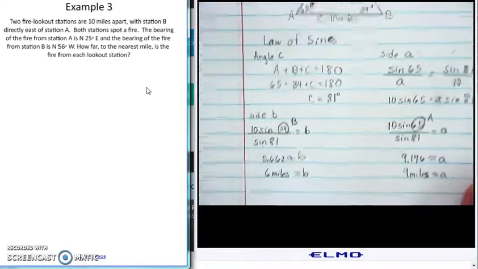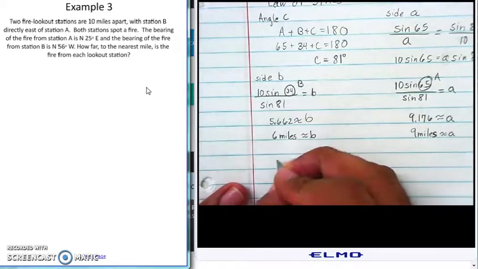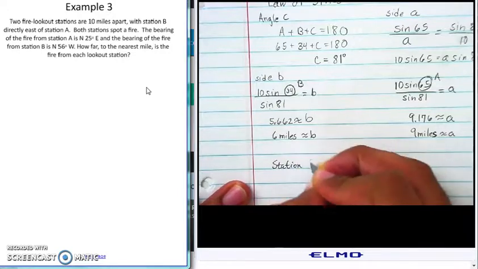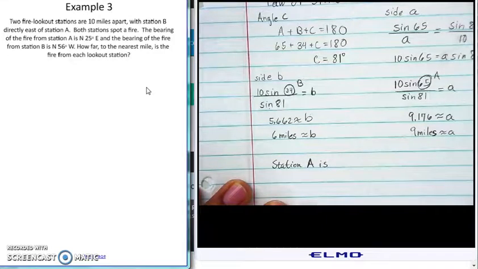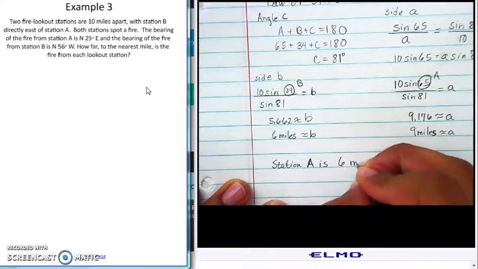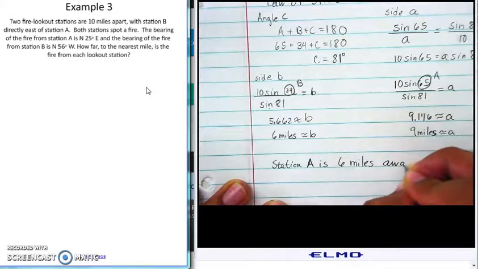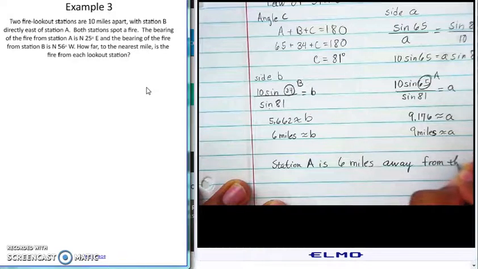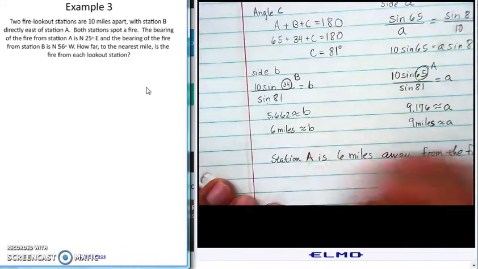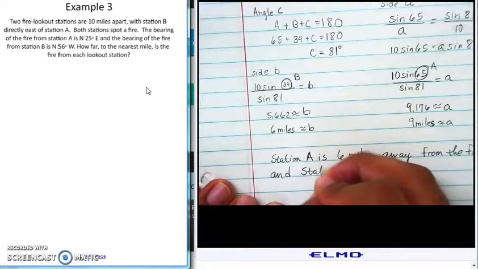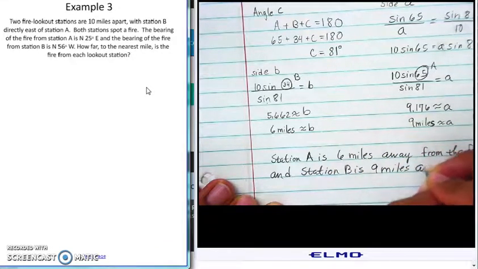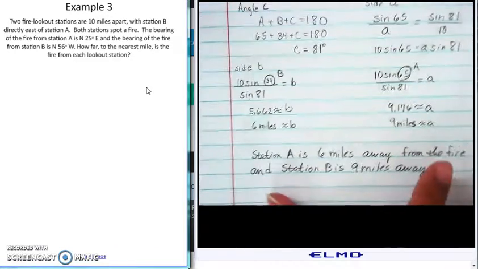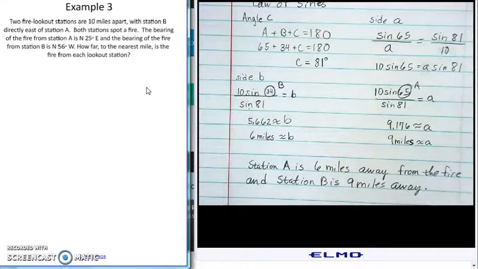And everybody's waiting for me to do it, so here we go. For station A, is it 9 miles or is it 6 miles away from the fire? Station A is 6 miles away from the fire. And station B is 9 miles away. Now some of you guys are like, whoa, wait, Mr. Hall, how'd you get that? Now here, we know 6 miles is from B, 9 miles is from A.